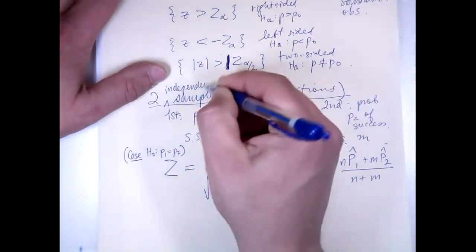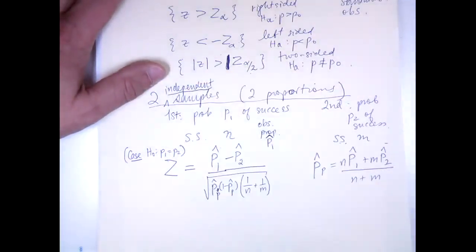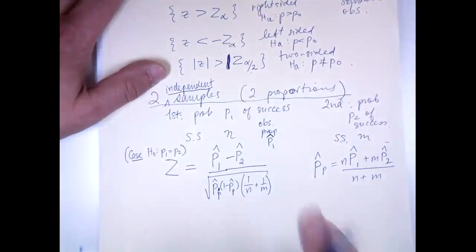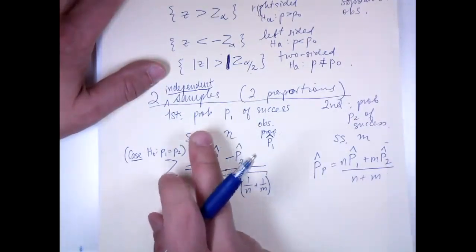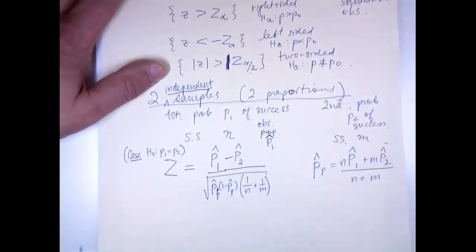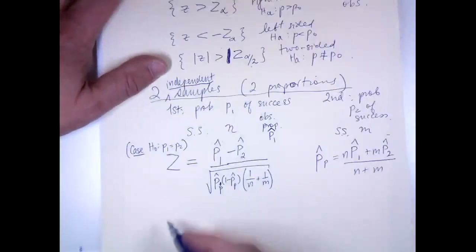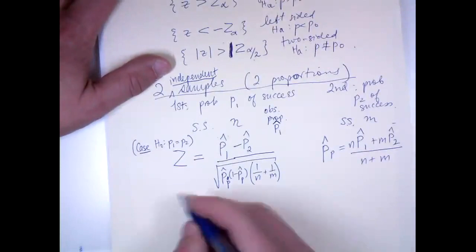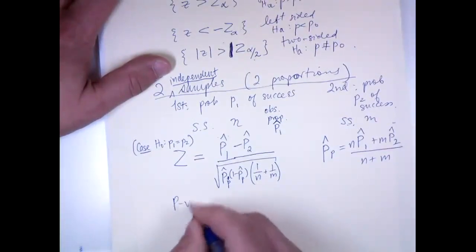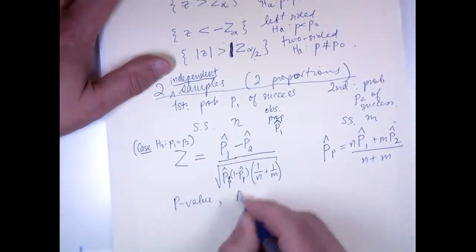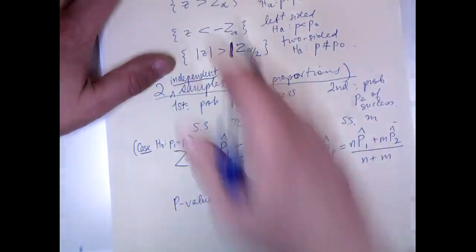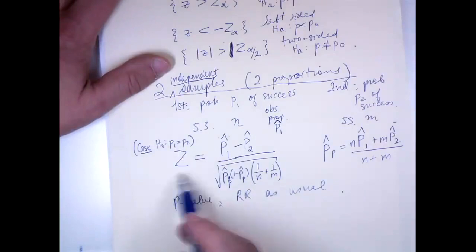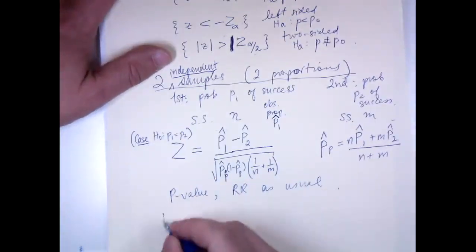I should have made clear that this is a test for two independent samples of two proportions. So there's no connection between the people sampled from population 1 and the people sampled from population 2. If that's the case, you do the p-value and rejection region as usual. So that's going to be the same. Once you've converted to a Z statistic, the p-value calculation and the rejection region calculation are the same as normal.